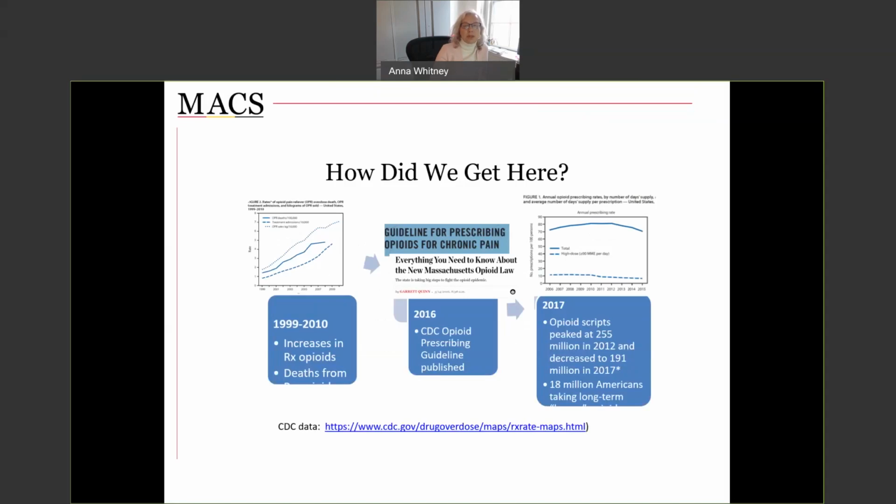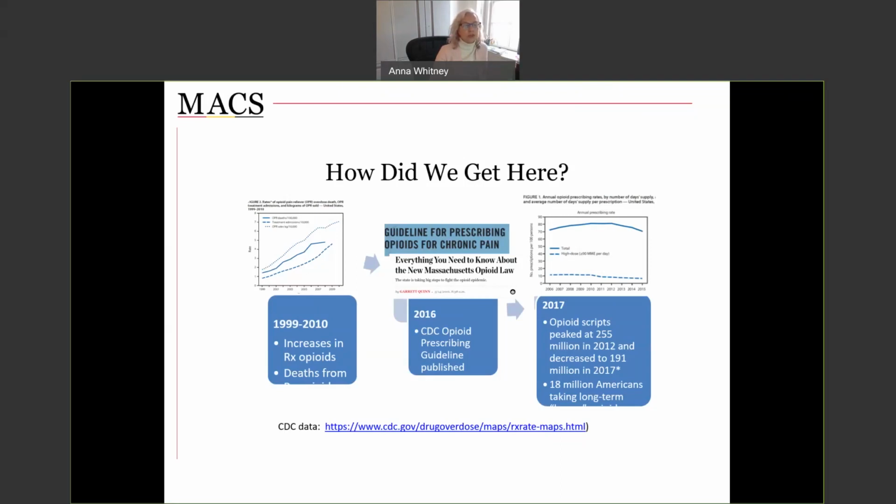And what we're really talking about is opioids for the treatment of chronic non-cancer pain, non-palliative care, kind of not end-of-life care. And I think everyone knows to some extent a little bit about how we got here, but it's worth just reviewing. We know that between 1999 and 2010, there were a significant number of increases in the prescription of opioids and accompanying deaths from prescription opioids.